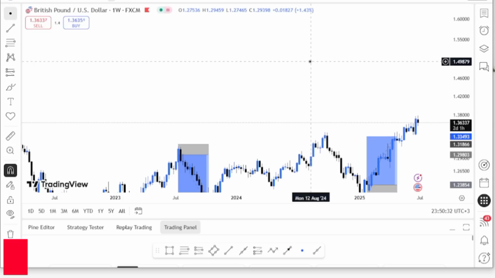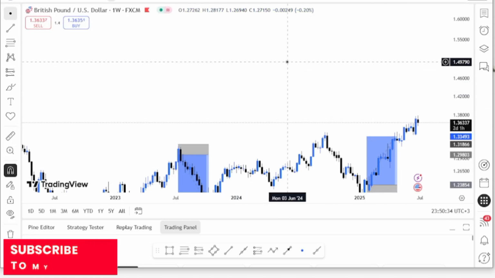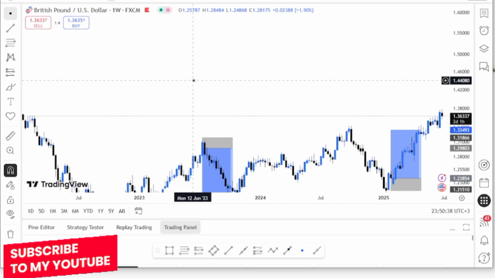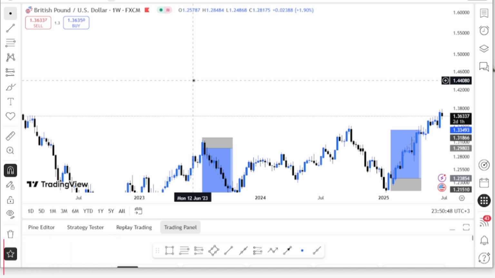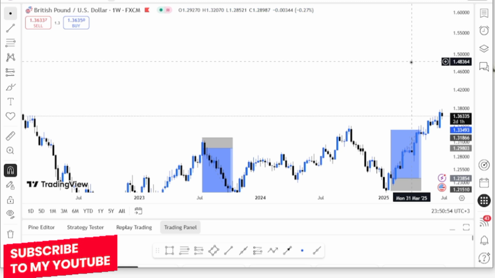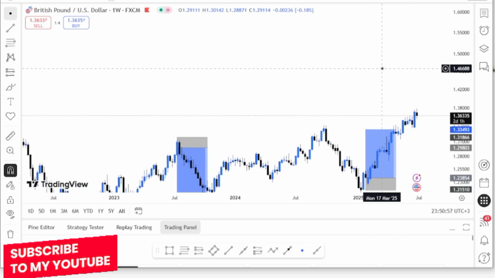Hello guys, there is something we want to discuss today about double top. I've seen a lot of questions, and a lot of my students are failing to understand the difference between a double top and a head and shoulders. That's why I'm creating this video to make you understand this. So let's go straight to the charts.